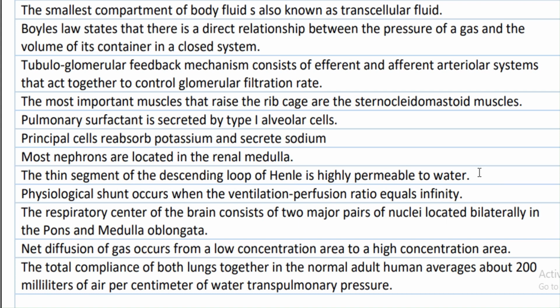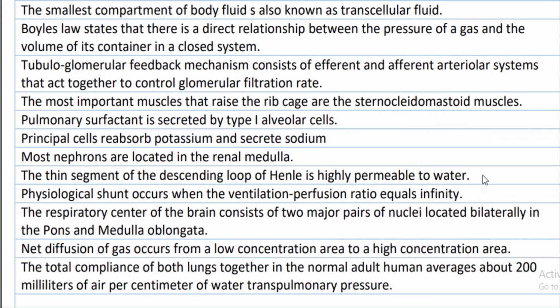False. Most important muscles that raise the rib cage are sternocleidomastoid muscles. True. Pulmonary surfactant is secreted by type 1 alveolar cell. False. They are secreted by type 2. Principal cells reabsorb potassium and secrete sodium. True. Most nephrons are located in the renal medulla.